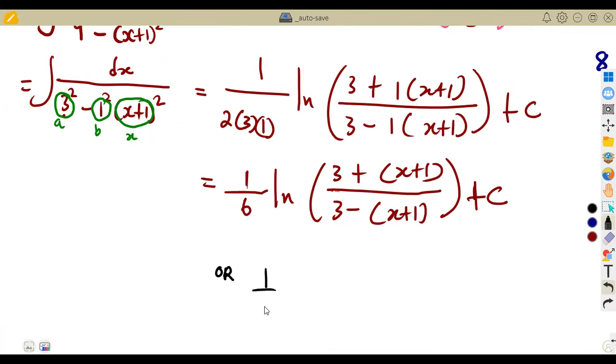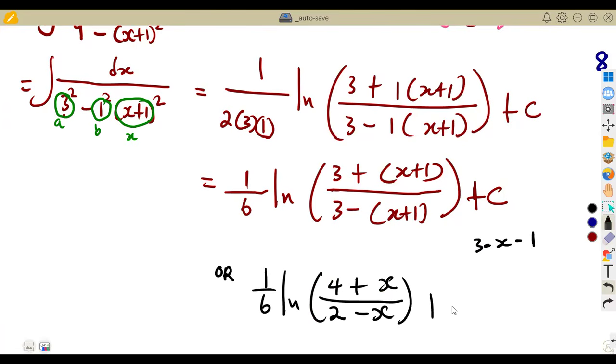So this will be 1 over 6 times the ln of, if we expand this, 3 plus x plus 1, which is 4 plus x, over, in the denominator, 3 and we expand by the minus. Minus times x is minus x, minus times 1 is minus 1. So 3 minus 1, which is 2, minus x, plus the constant of integration. So we could have even expanded the brackets and written the answer in that way. It's still one and the same thing, all right? That is how we're supposed to have this.